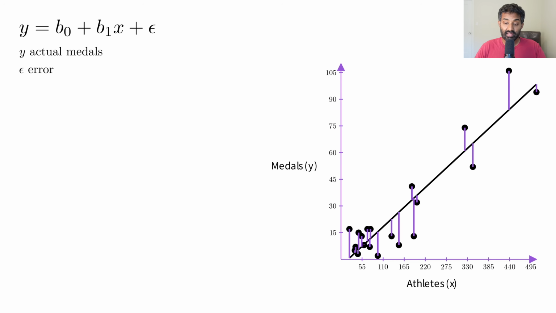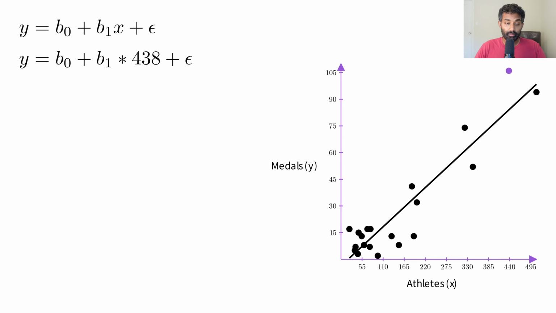So as you can see, the error is the difference between how many medals our line predicts a country will get and how many medals the country actually got. For example, we can see that the top right is highlighted. So we can work through using that dot as an example. So in that example, 438 athletes were entered into the Olympics. So our X is 438 and our Y was 106.